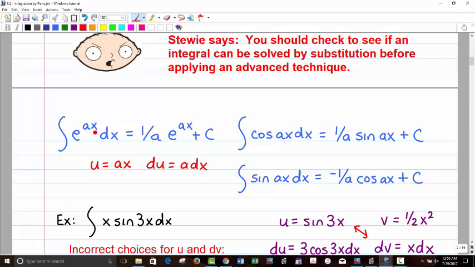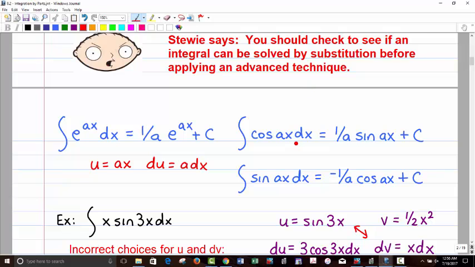So like e to the ax will always be 1 over a e to the ax plus c, and that comes from substitution, because if you let u equals ax, du equals a dx. I didn't write the next step, but that would be 1 over a du equals dx, and that's where the 1 over a is coming from in all these. But this would just save you a lot of time.